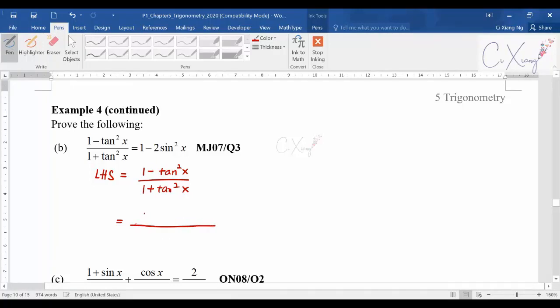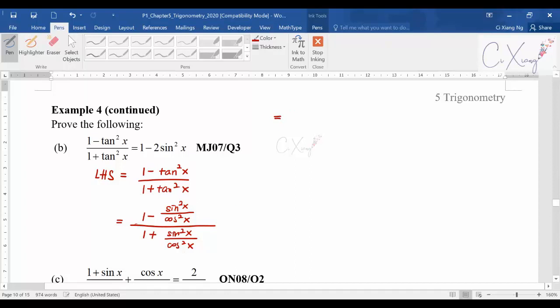So maybe I can do it like this, because I know that tangent is equal to sine over cos. Therefore, I can rewrite this as sine square x over cos square x. Then the same thing happens here, it will become 1 plus sine square x divided by cos square x. Okay? Then what is the next step?